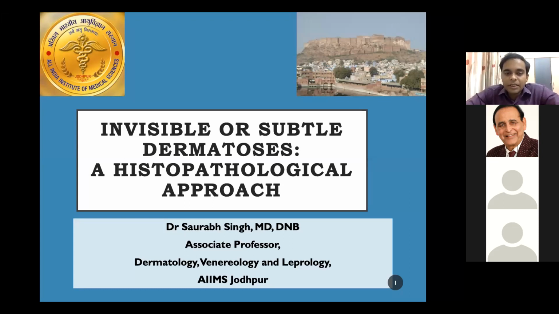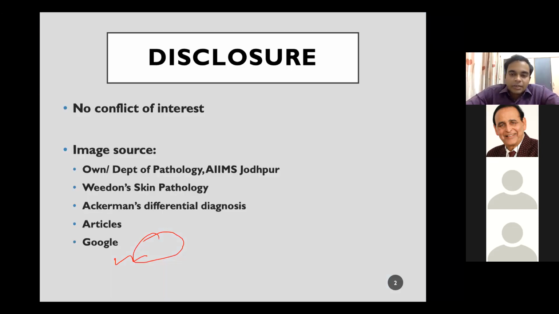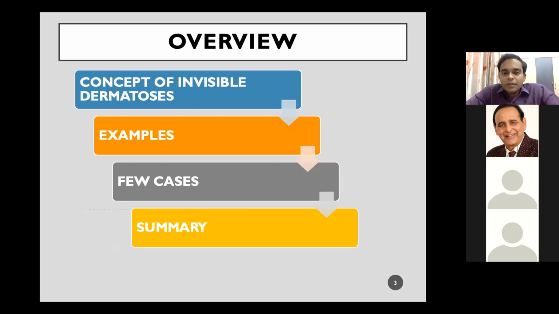This is primarily a histopathological approach. We have some dermatoses which are clinically invisible and some which are histologically invisible. More emphasis will be on dermatoses which are histologically not very definable and do not have a very classic histopathology picture. Most of the images other than our patients are from literature, and patient images of course are my own. This is what the flow will be like. Initially I will tell you what the concept is, then some examples, a few cases of our own, and then we close up.